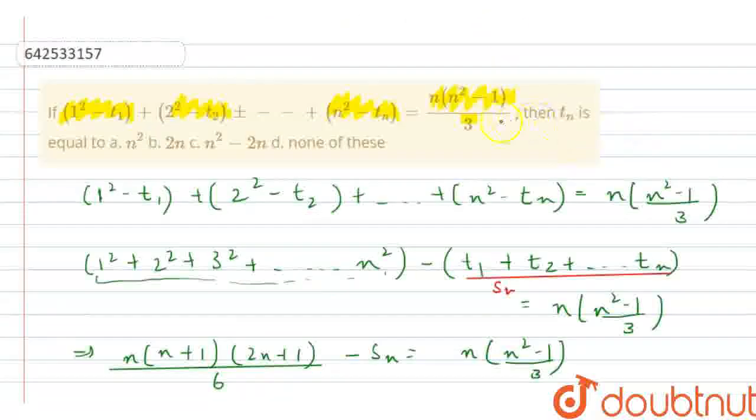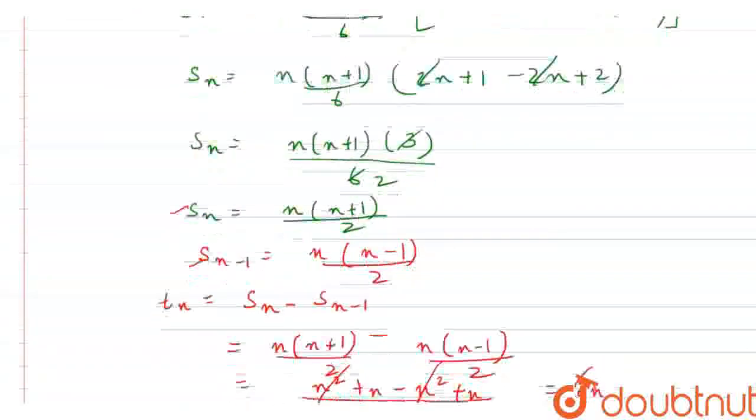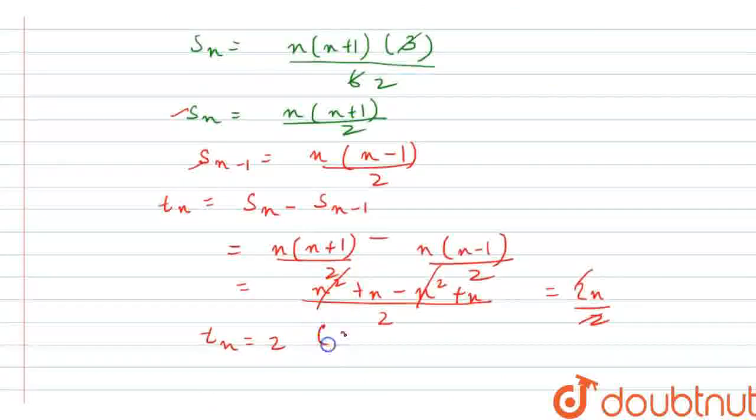Which of the options is n? So A is n square, B is 2n, C is n square minus 2, and D is none of the above. So n is in none of the options, so I would choose D, none of the above. So I can write below that option D is the correct option. I hope it is clear.